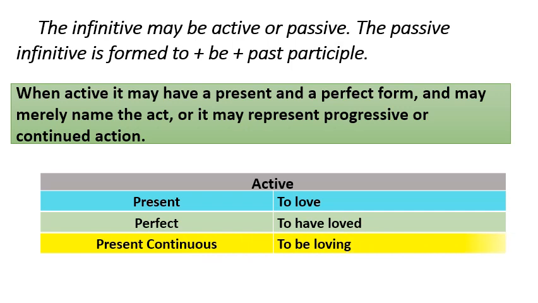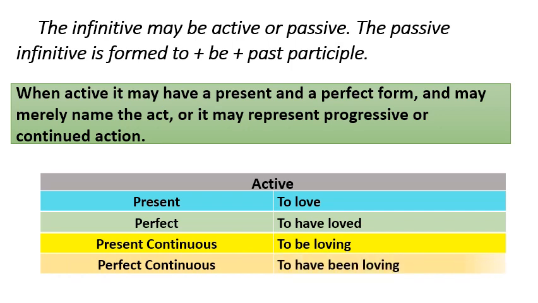When the to infinitive is used in the present continuous tense, then the formation will be to plus be plus the first form of the verb plus ing. For example, to be loving. When the to infinitive is used in present perfect continuous tense, then the formation will be to plus have plus been plus the first form of the verb plus ing. For example, to have been loving.